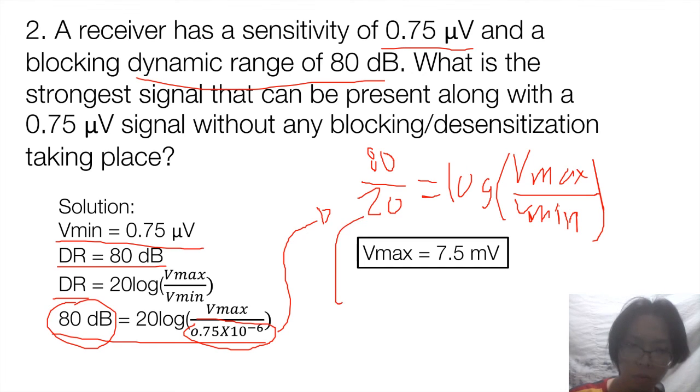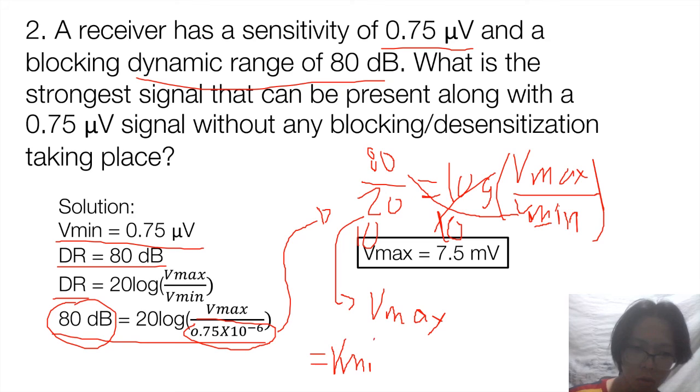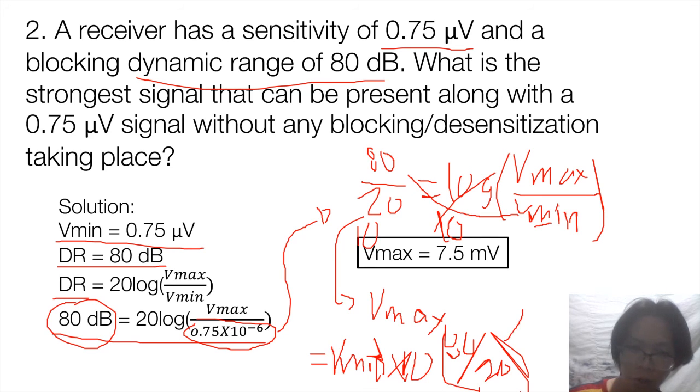And if you raise both sides by 10, remember the property of logarithm, this will cancel out, and if we cross multiply our sensitivity or minimum voltage, we end up with Vmax is equal to our minimum voltage times 10 raised to 80 over 20. And that will be our final answer, 7.5 millivolts.